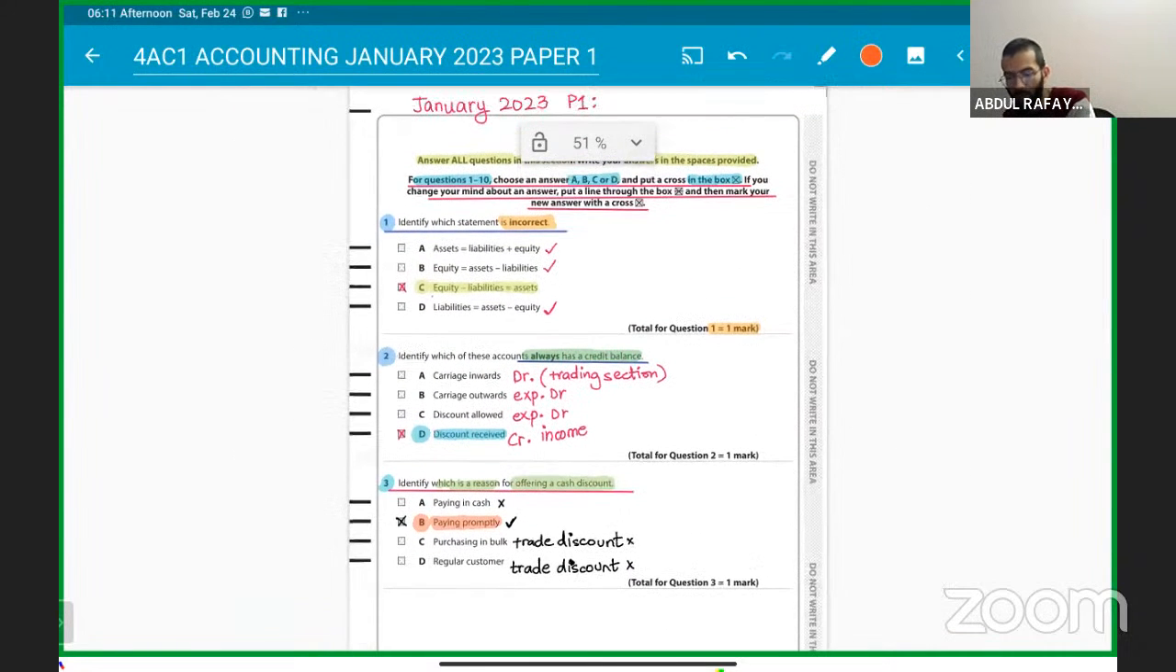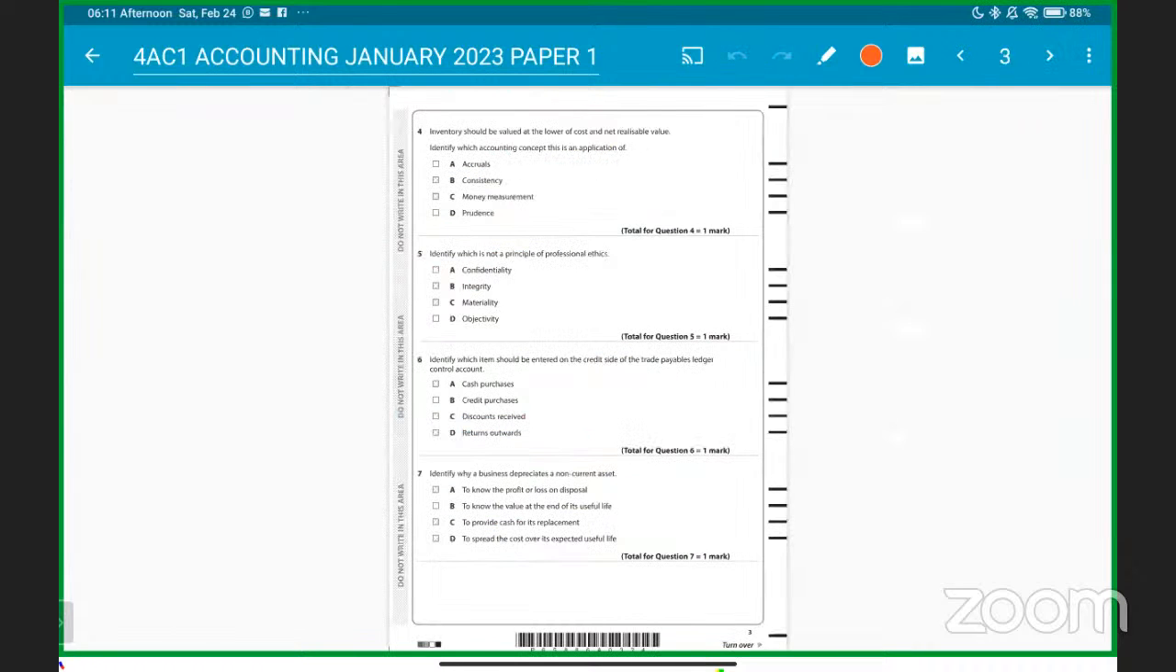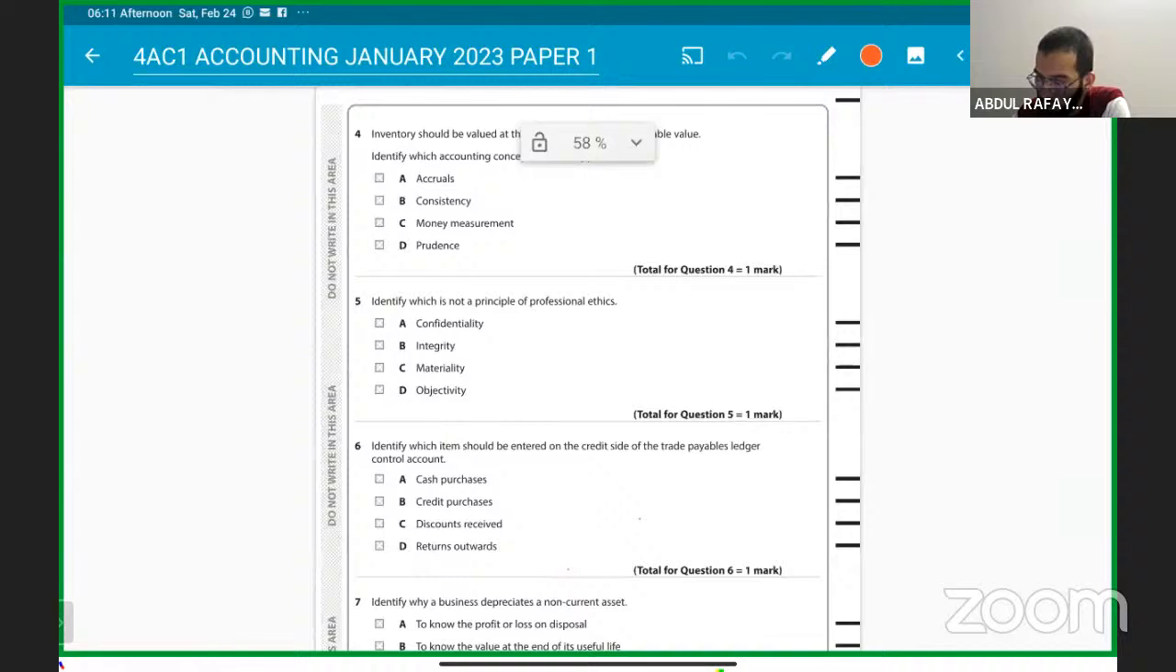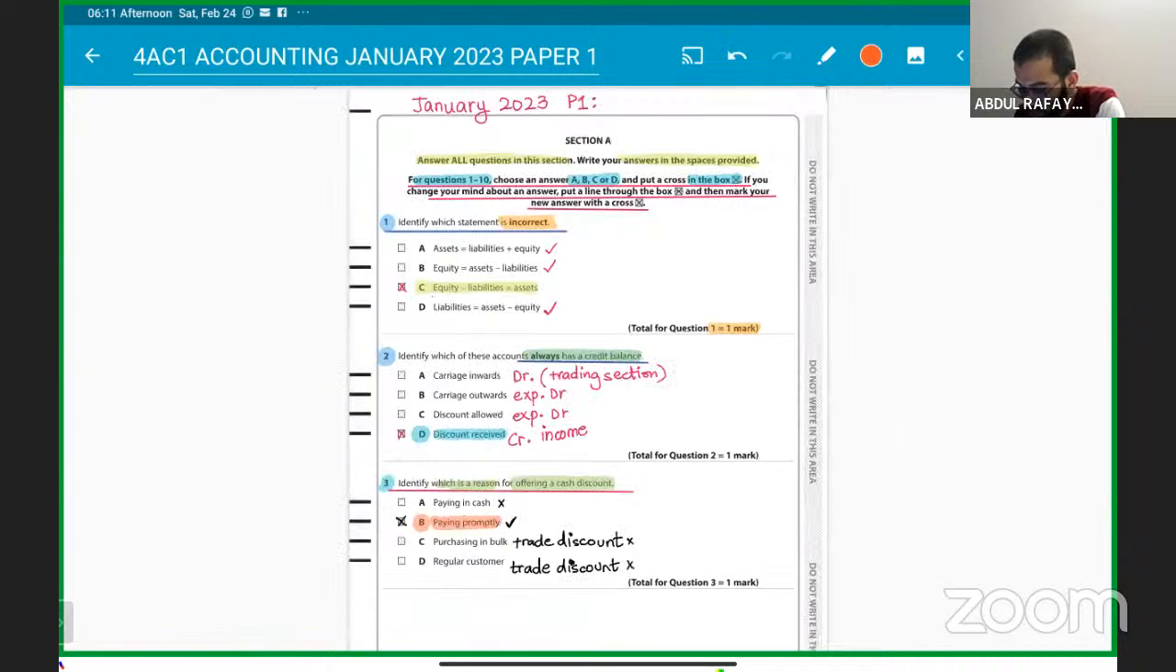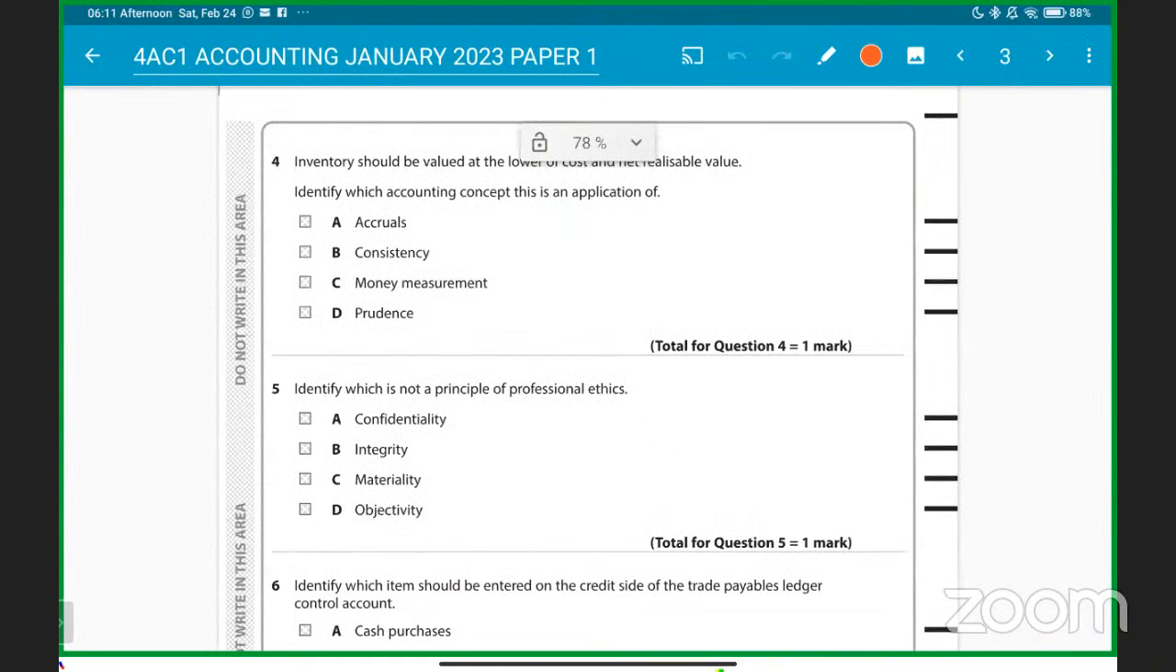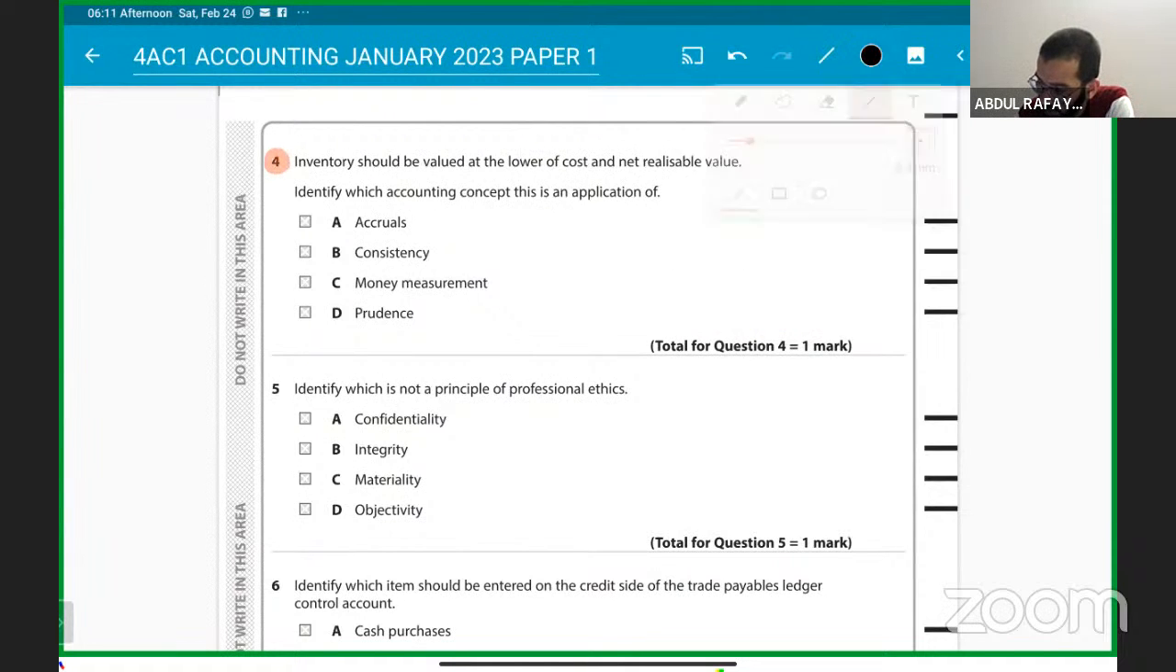So on page number 1, we have talked about 3 MCQs. We have tried to solve them and understood them as well. Next, we move on to question number 4. If you want to take a screenshot, you can quickly take it for revision purposes later on. Next we have question 4, which is about inventory.